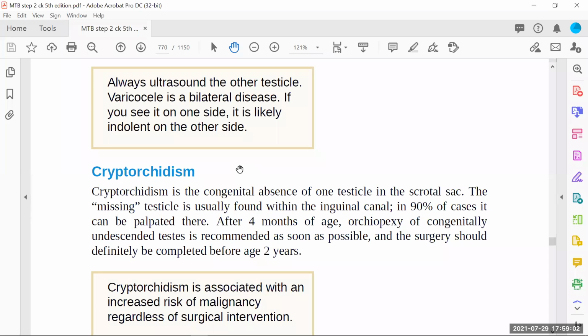This is also a problem of the testes, cryptorchidism. What will happen here is the congenital absence of one testicle in the scrotal sac. So the scrotum has one sac but should have two testes. But if it has only one testis, we can say it's cryptorchidism. The missing testicle is usually where? You can find that testicle anywhere in the inguinal canal or maybe in the abdomen.